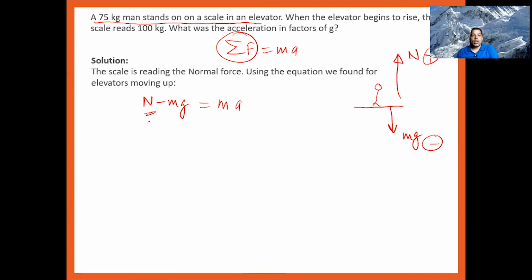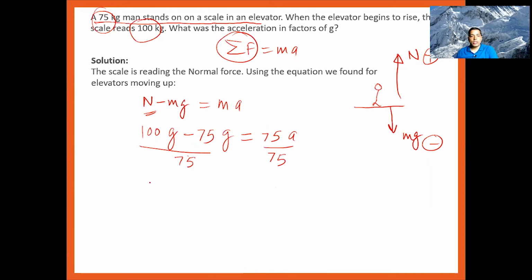So what is N? N is 100 times acceleration due to gravity. How do I know? Because N is here, 100 kilograms. How do I change mass to force? Weight, right? You multiply by acceleration due to gravity. So 100 times g minus mg, where the real mass is 75. So 75 times g equals 75 times a. Now how do you find your a from here? Well, if you divide this by 75, what do you get?